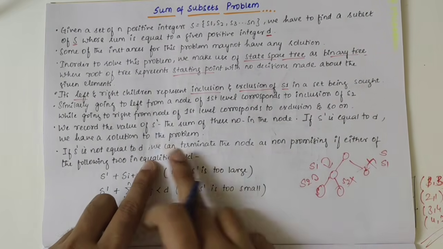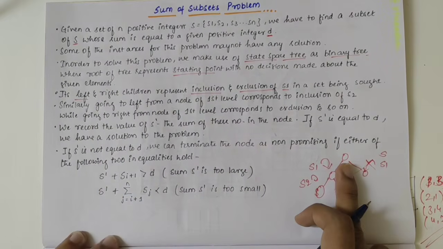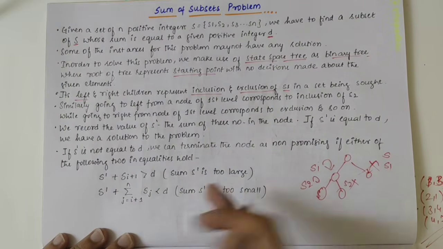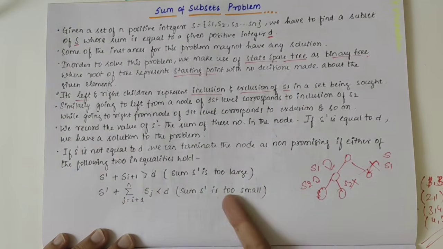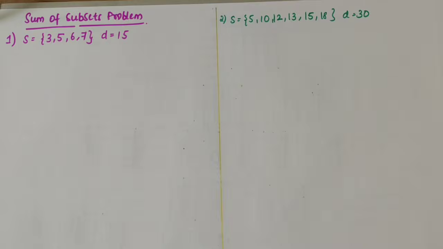If S dash is not equal to D, we can terminate the node as non-promising if either of the following two conditions holds. S dash plus S of i plus 1 should be greater than D, if the sum is too large. Else, S dash plus the sum from j equal to i plus 1 till n of S of j is less than D, if the sum is too small. So this was about the sum of subsets introduction.